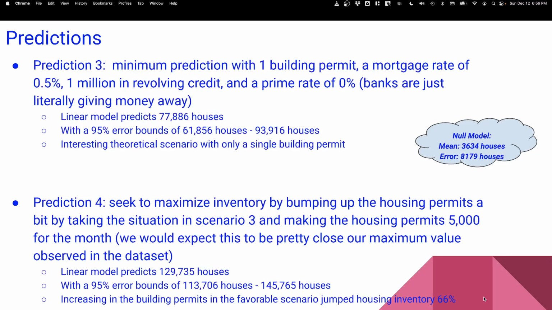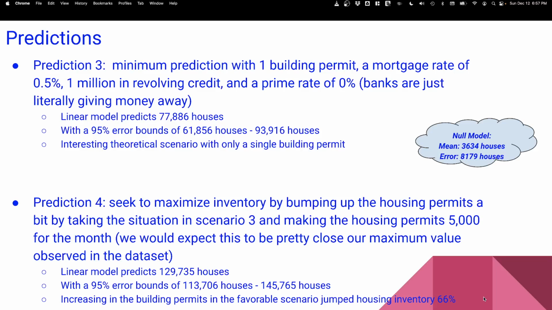So flipping the script a little bit for prediction number 3, let's go ahead and look at this with only one building permit and ideal mortgage rate of like a 0.5%, only $1 million in revolving credit, and a prime rate of 0. Thanks for just giving the money away to everybody there. Our linear model predicts 77,886 houses. We've got a reasonable error bounds. It's interesting from a theoretical perspective, but it's not pragmatic at all with only a single permit.